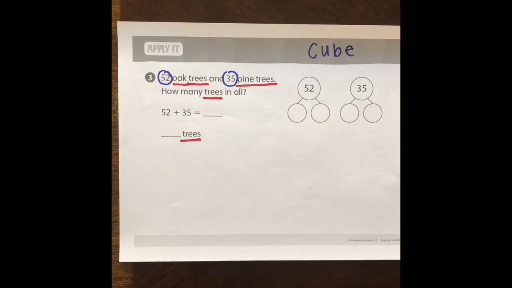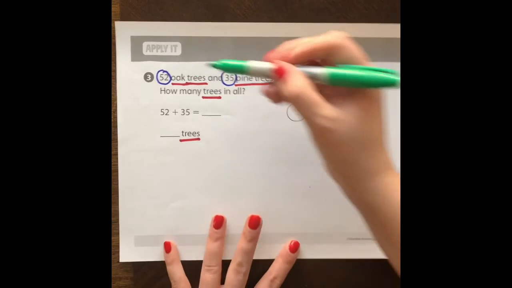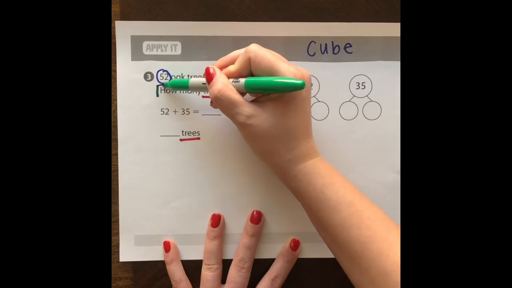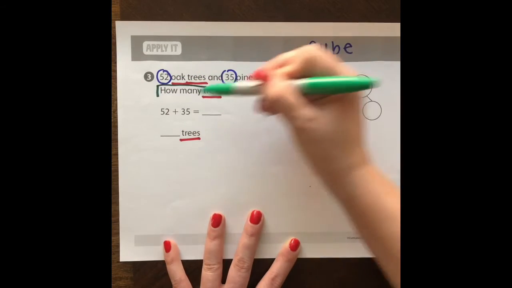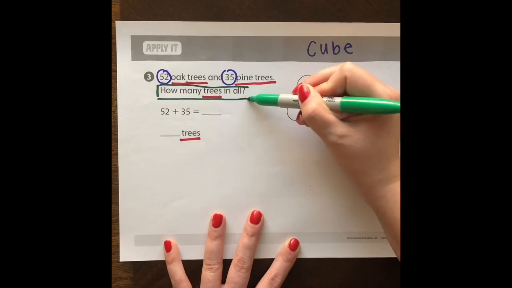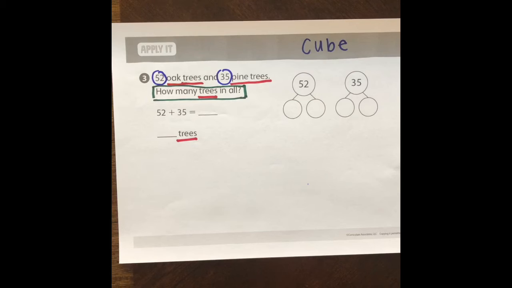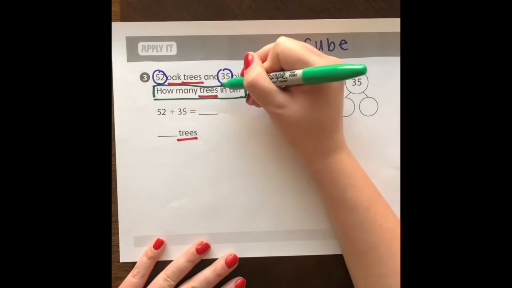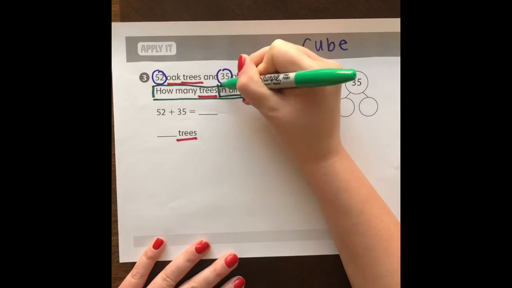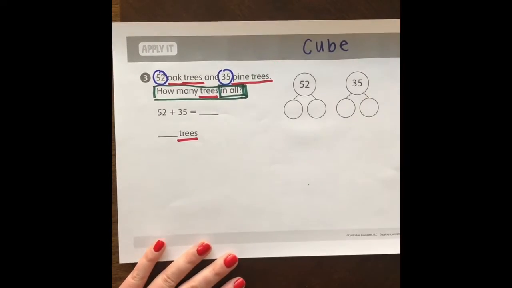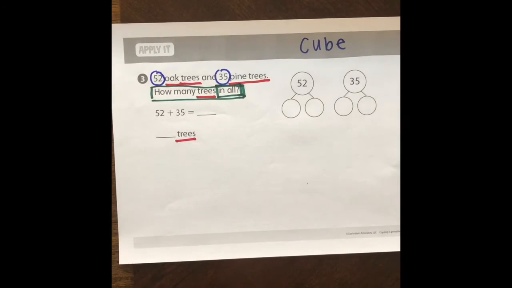Our B is for boxing. We are going to box our question and any magic words we see that tell us what we're doing. How many trees in all? I boxed our question, and just like the rest of the problems, we are going to be adding, and I know that because I found 2 magic words. So I'm going to box those. In all. If you said in all, you are amazing.